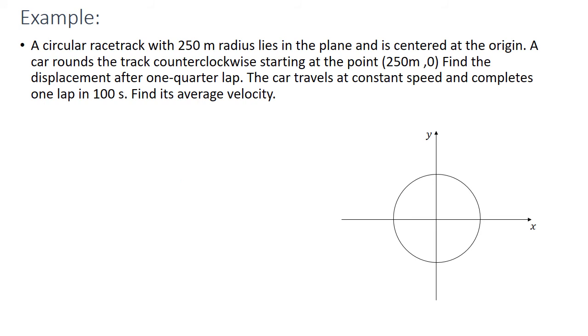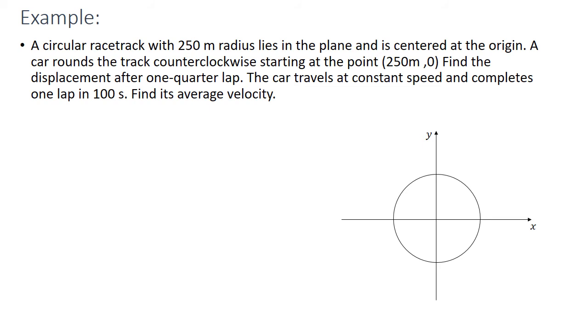Let's conclude this part of the lecture with a small example. A circular racetrack with a 250-meter radius lies in the plane and is centered at the origin. So here they already chose the reference point for us, which we're going to take as the origin, and you already have the x-axis and the y-axis. And the racetrack has a radius from the origin of 250 meters. A car rounds the track counterclockwise, starting at the point (250 meters, 0). So the object that we are studying is the car going around the track counterclockwise.